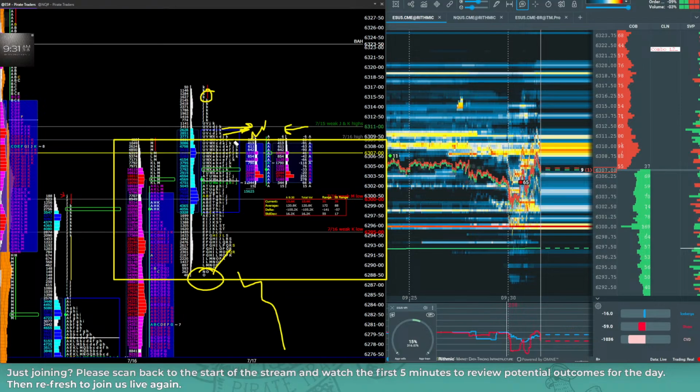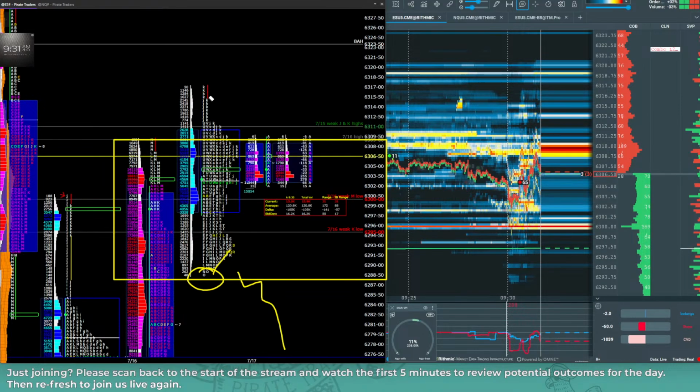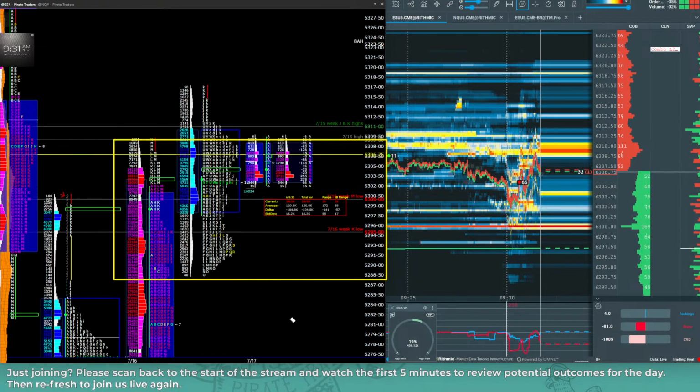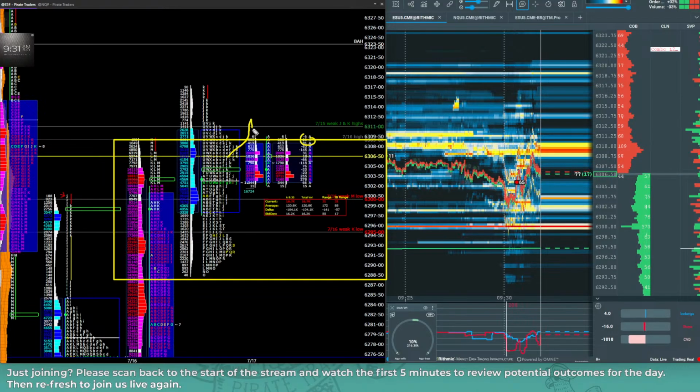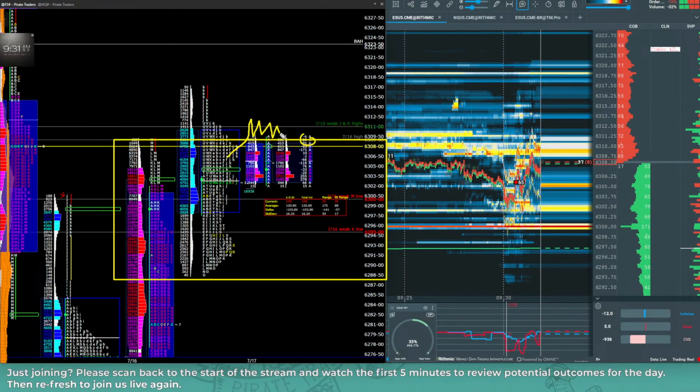When we get to these levels, that's where we can start to look for trades. So this one doesn't count because we just barely tagged it. We were only there for 1 second. But if we get above yesterday's high and it looks like we're going to spend time and bring in volume, that is bullish to head up and test the overnight high.